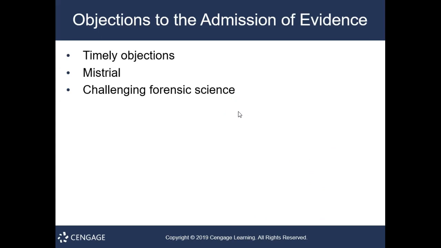Let's look at objections to admissions of evidence. First of all, what's very important is you have to have good, competent counsel, because you have to make timely objections to evidence.